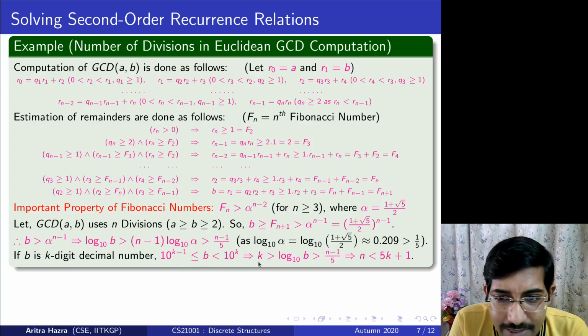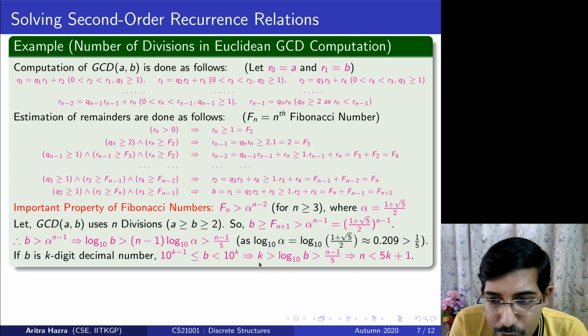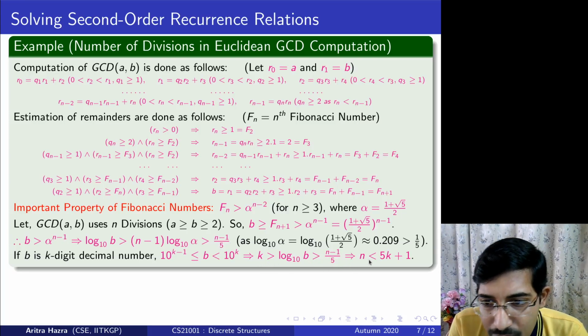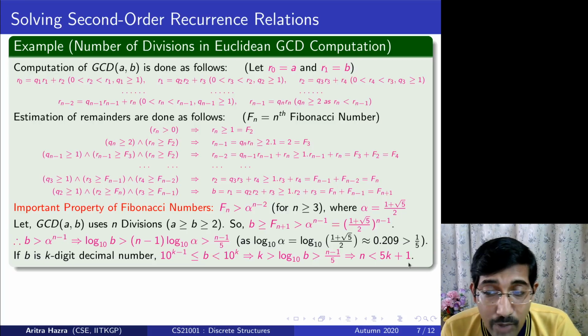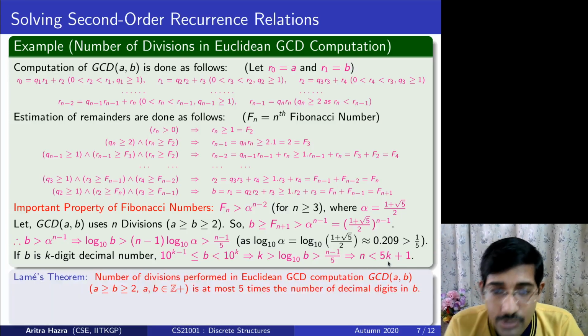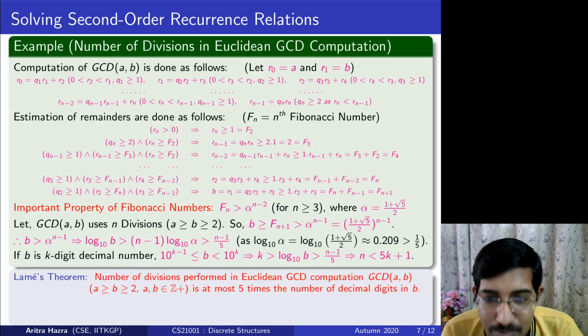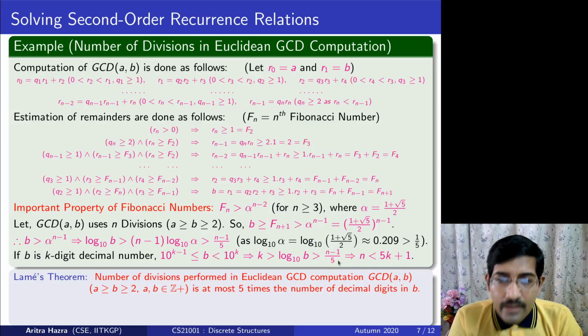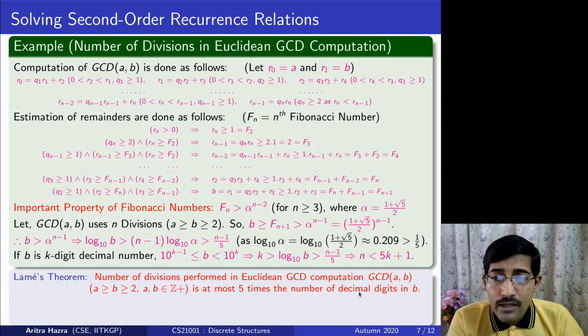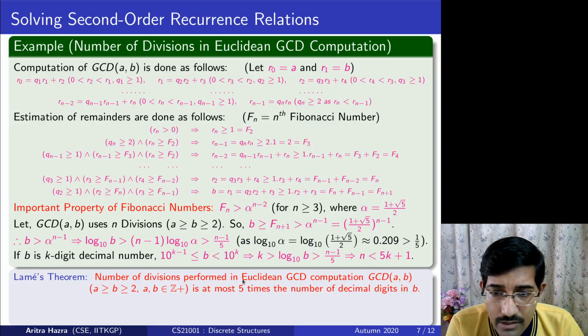Now B less than 10 to the power k means k is greater than log B, and I have seen log B greater than n minus 1 by 5, which means k is greater than n minus 1 by 5, which means n is less than 5k plus 1. What does it suggest? What is my k? It's the number of digits in B. So therefore, n less than 5k plus 1 means n is less than or equal to 5k, right? So this gives us the theorem that we are trying to solve in terms of this example, that the number of divisions performed with two numbers taking GCD is at most 5 times the number of decimal digits in B. So when we say at most 5 times, it means n is less than or equal to 5k that we have just formulated from these expressions.